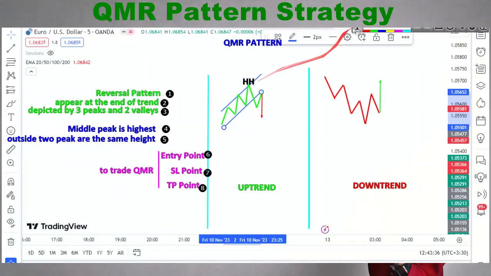Higher high is the final high in the uptrend, and low is the final low in the trend. And this is high and lower low is here. You see, higher high is above the high level, and lower low is under the low point.